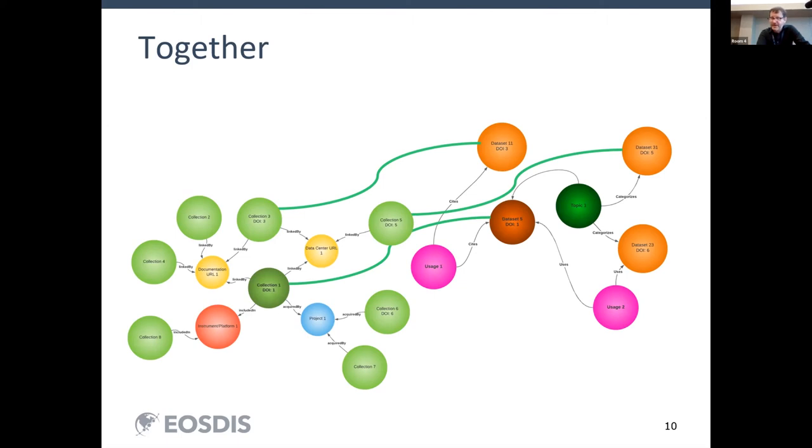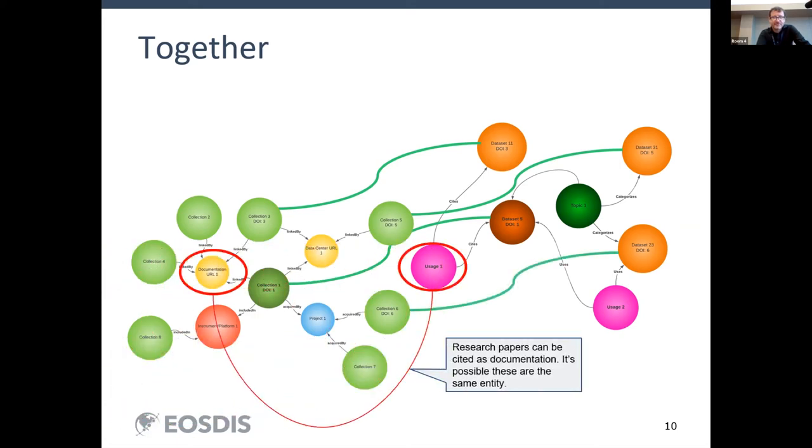So when I gave this a dry run of this talk to my peers, they cried foul, and quite rightly so, because what if this research paper is the same as the documentation URL? And this is one of the caveats involved here. Am I artificially boosting this relationship by double dipping here? So this is one of the things we've got to be careful with as well.